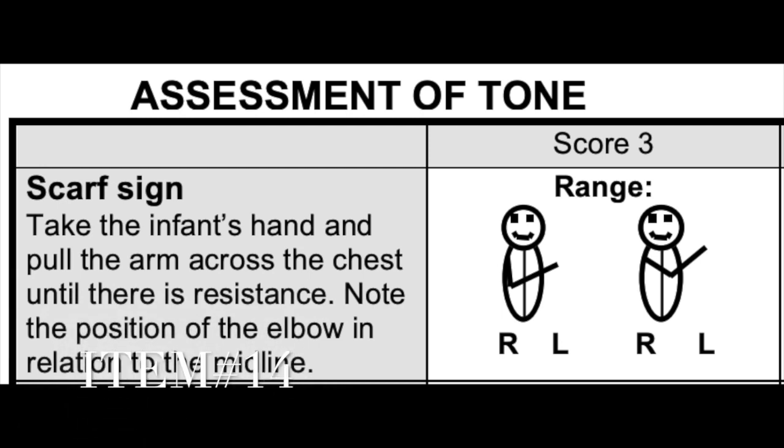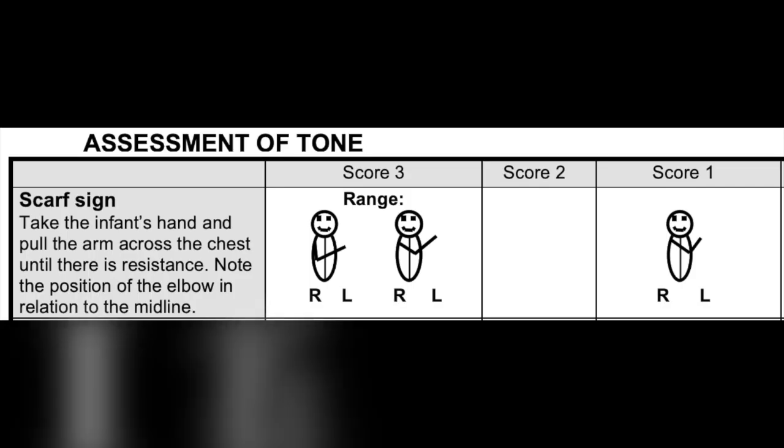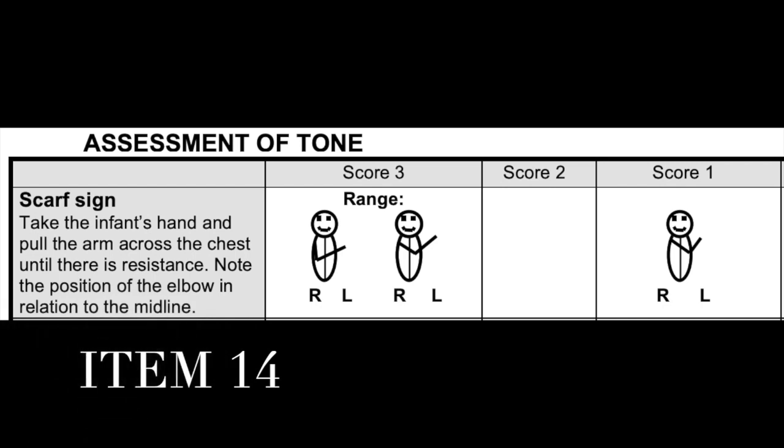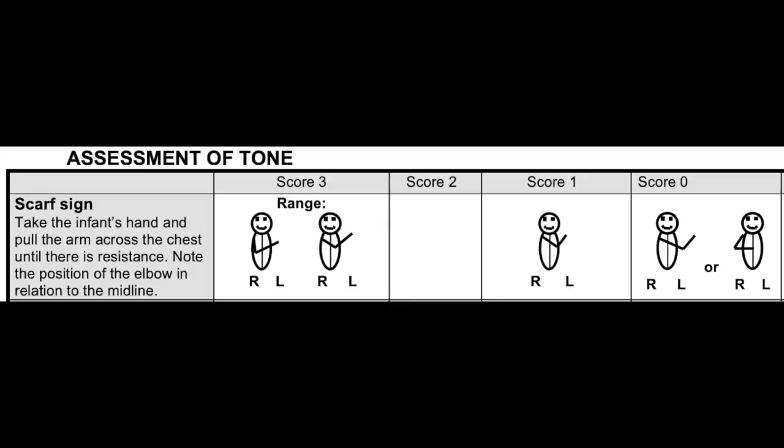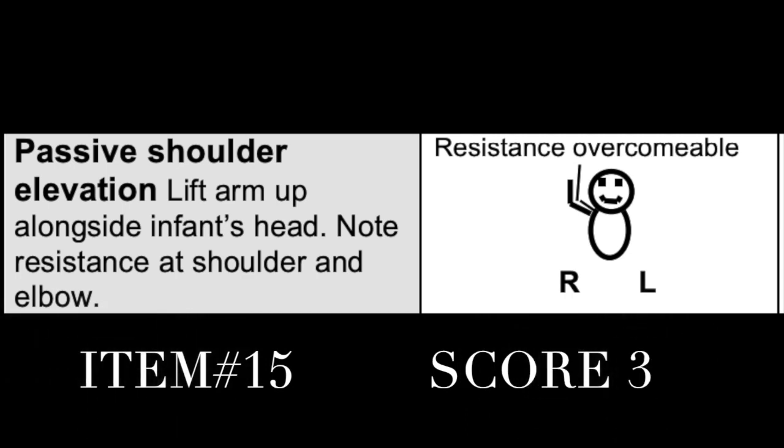Item 14. The scarf sign. Take the infant's hand and pull the arm across the chest until there is resistance. Note the position of the elbow in relation to the midline. A score of 3 is if the elbow is slightly past the midline. A score of 1 is if the elbow is markedly past the midline. And a score of 0 is if the elbow can't reach the midline or it goes far past the midline.